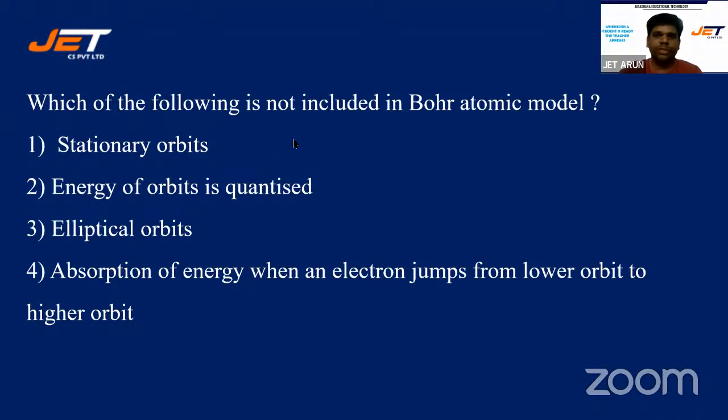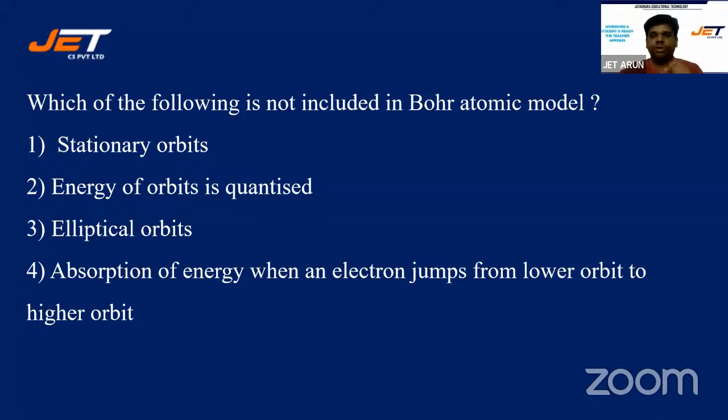Which of the following is not included in Bohr atomic model? Stationary orbits, energy of orbits is quantized, elliptical orbits, absorption of energy when an electron jumps from a lower orbit to higher orbit. Which of the following is not included in Bohr model? Not, students, not included. Yes, Maniteja is right. Sharon is right. Sai Charan is right. Riya is right. Gayatri is right. Malesh is right.